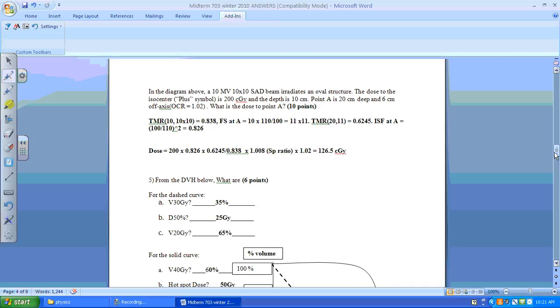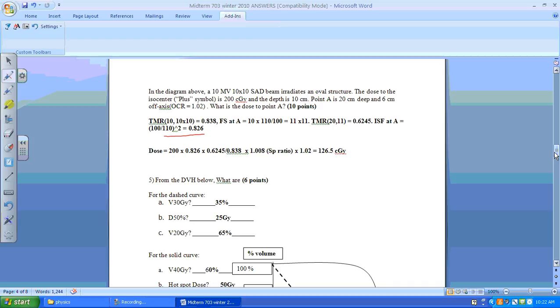So TMR for 10 by 10 is here. The field size at point A is a little bit bigger, since A is a little further. And the TMR at a depth of 20 for that field size is there. Again, since A is not at 100 centimeters, there's an inverse square factor right here, 826. Okay, so the dose is equal to 200, and this is basically the MU calculation rearranged. Remember, MU equals dose divided by dose rate? That's what this is, so I just rearranged it.